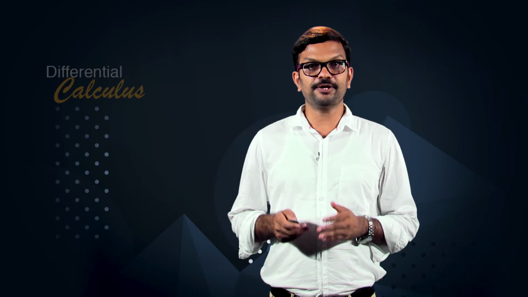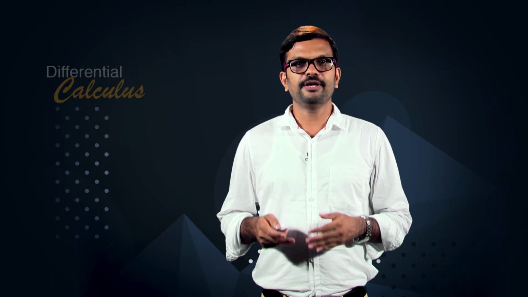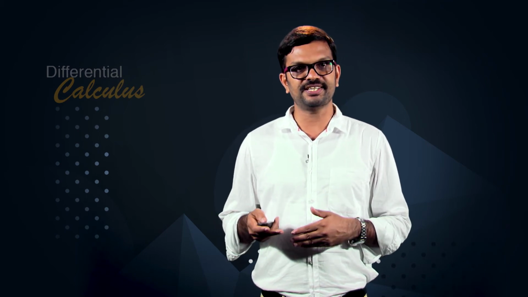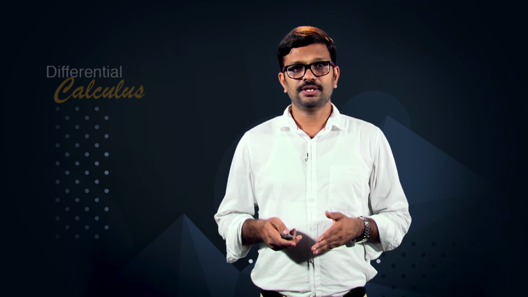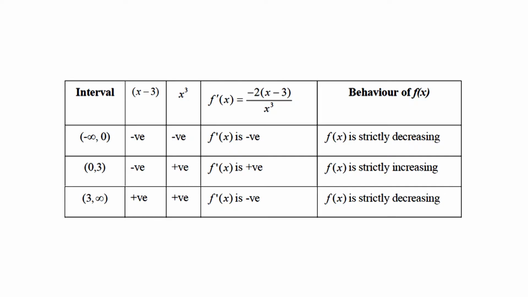Function f is defined only on the interval minus infinity to 0 and 0 to infinity. Further, f dash of x is equal to 0 only at x equal to 3. Thus, the function f changes its decreasing or increasing nature possibly at 0 and 3. Therefore, we analyze the nature of f in each of the intervals minus infinity to 0, 0 to 3 and 3 to infinity.